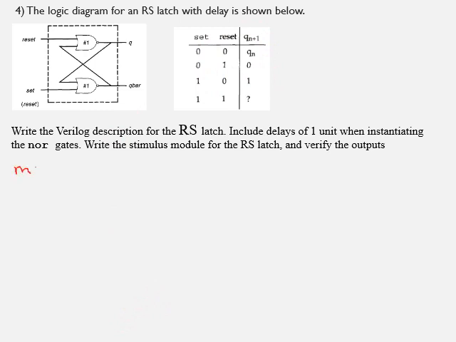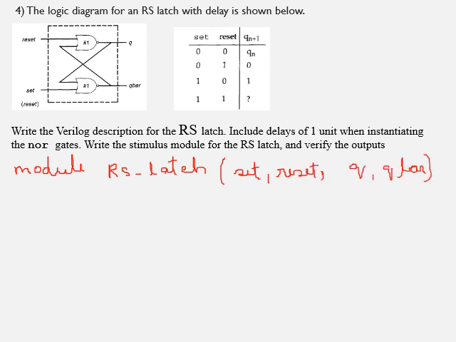Module RS latch underscore latch. I will take this as the module name. Input is set, reset, output Q and Q bar. These are the ports of this module. Input, set and reset, output Q, Q bar.